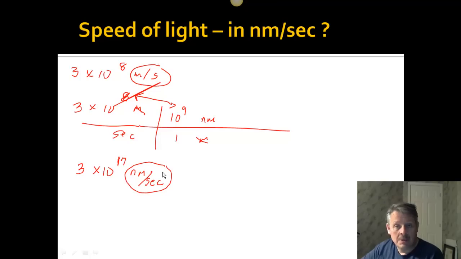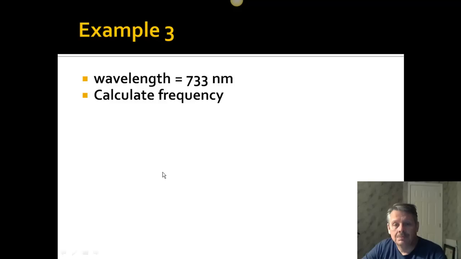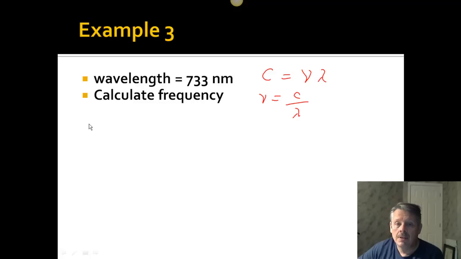Now, if I'm given frequency, and it asks me what's the wavelength, I can get my wavelength in either meters or nanometers, it doesn't matter. Okay? You just have to choose which one you're going to use. All right. So let's say that my wavelength is 733 nanometers, and I have to calculate my frequency. Well, again, my speed of light is equal to my frequency times my wavelength, so my frequency is equal to the speed of light over wavelength.